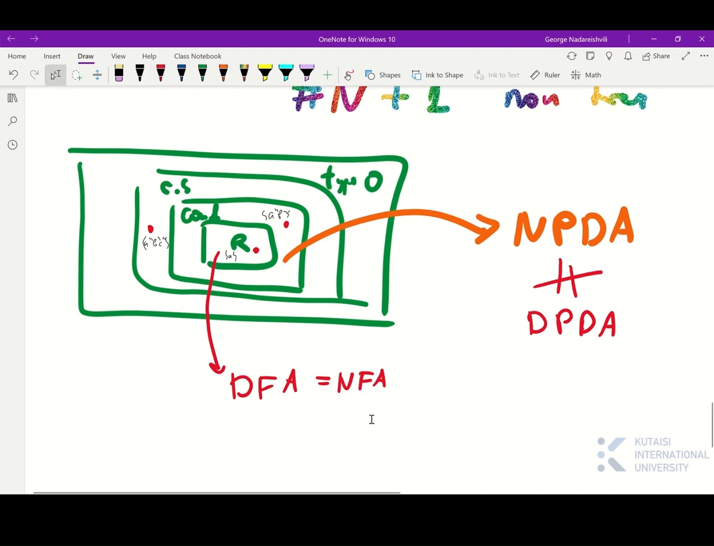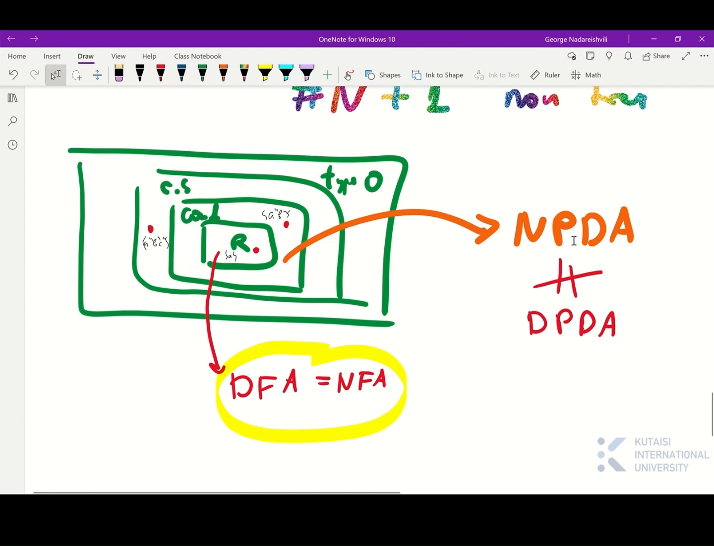The fact that this happened here was actually, I wouldn't call it a miracle, but it's a special feature that DFAs and NFAs are the same. It turns out that non-deterministic pushdown automaton and deterministic pushdown automaton will not be the same. By deterministic, I mean that for every configuration, there is just exactly one next configuration.